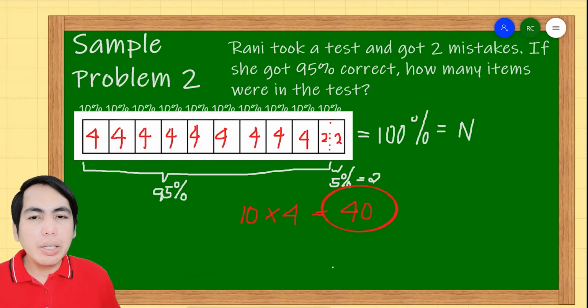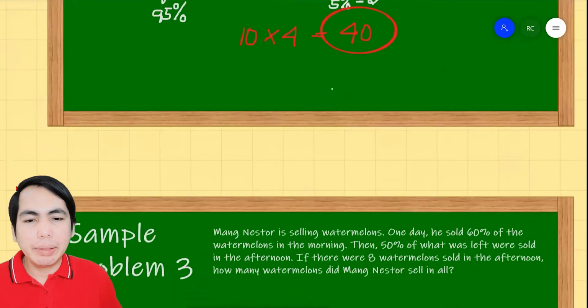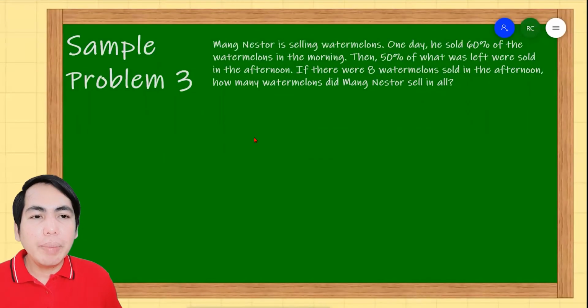So let's proceed to sample problem number 3. Mang Nestor is selling watermelons. One day, he sold 60% of the watermelons in the morning. Then, 50% of what was left were sold in the afternoon. If there were 8 watermelons sold in the afternoon, how many watermelons did Mang Nestor sell in all?